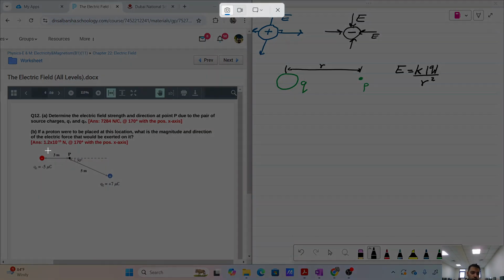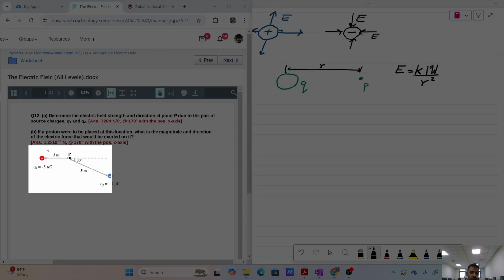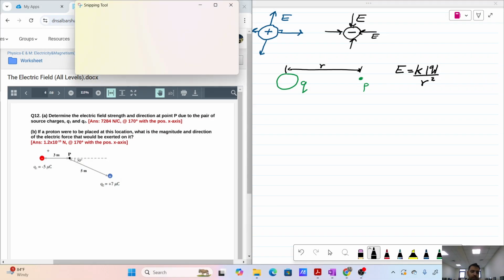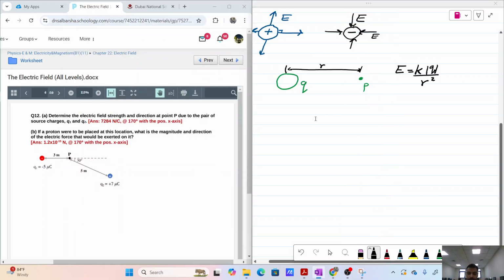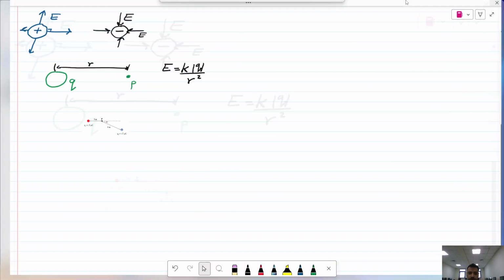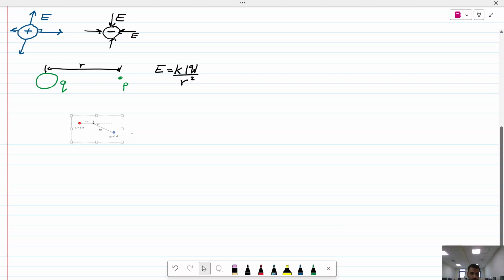So here we need to do two things. First, we are asked to find electric field at point B, and then they want us to find the force if I put a proton at point B. So let's do that. Let's find electric field at point P.